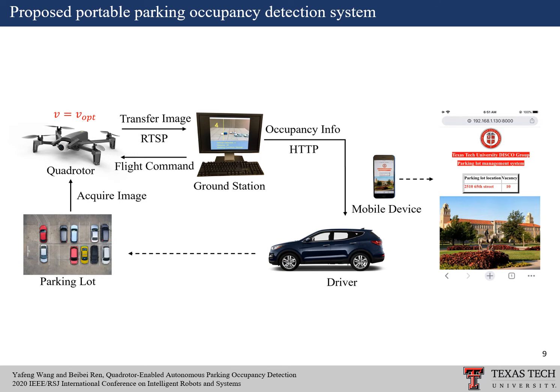So the system structure starts from here. The parking lot images will be acquired by the Quadrotor, then transferred to the ground station computer, where the image is processed and the occupancy information will be generated and sent out to the driver through mobile devices. On the right side is an example of our mobile device interface, and it shows that the parking lot at this location has a vacancy of 10.